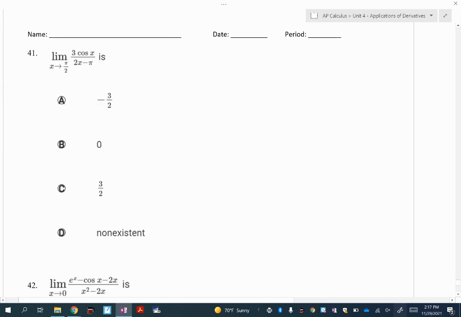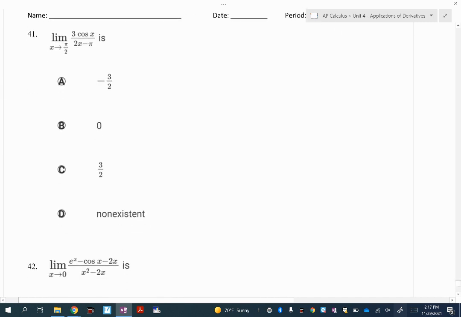Okay, last two. We have the limit as x approaches pi over 2. So the first thing I do is I plug in pi over 2. So 3 times the cosine of pi over 2 over 2 times pi over 2 minus pi. All right, cosine of pi over 2, again, we've talked about this quadrantal before. That's going to be 0. 0 times 3 is 0. 2 times pi over 2 is pi. Pi minus pi is 0.